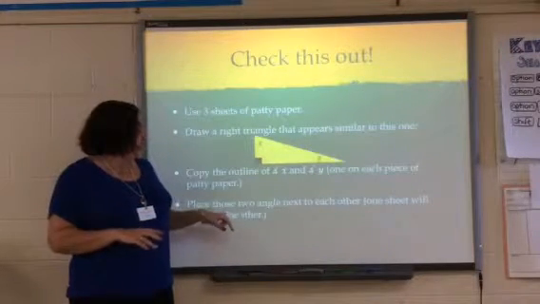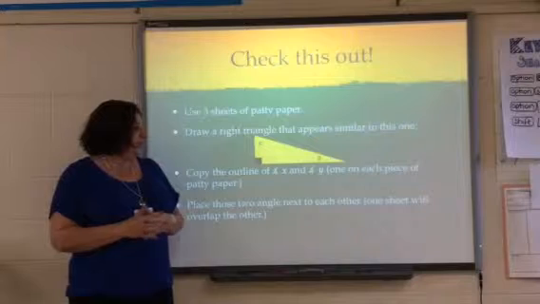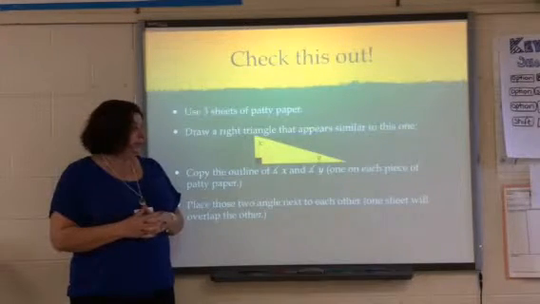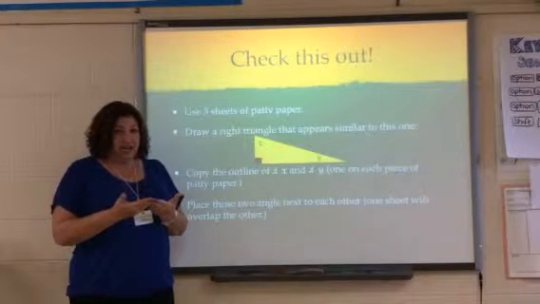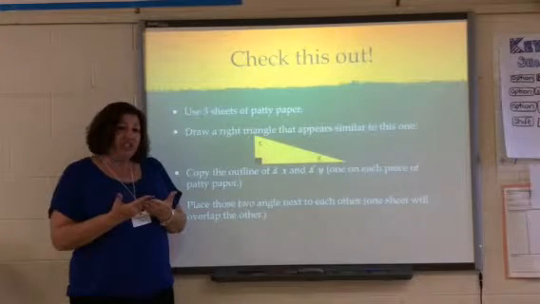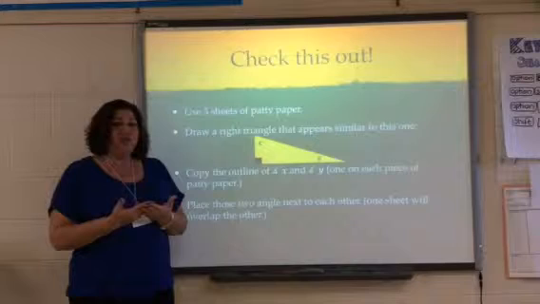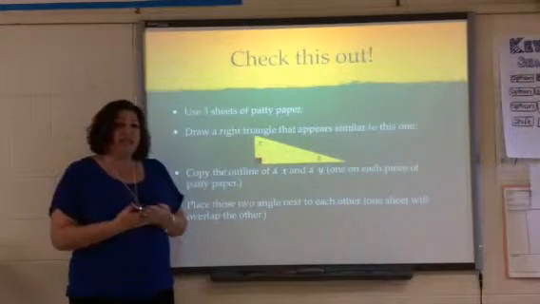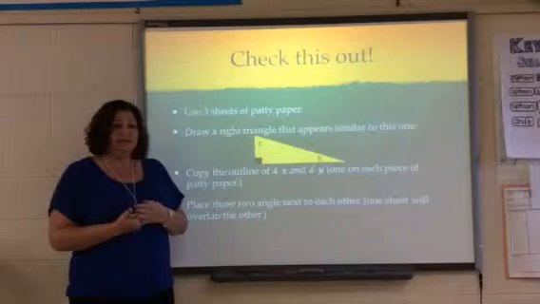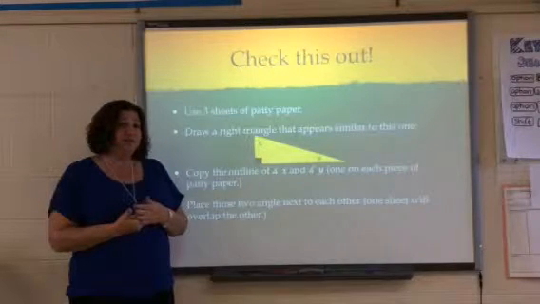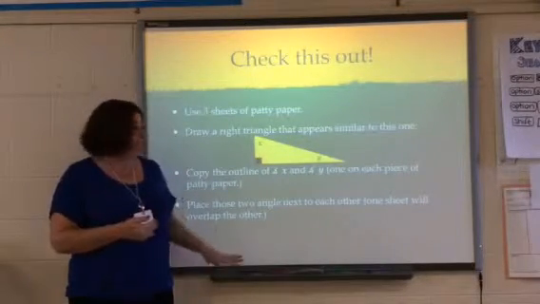Place those 2 angles, angle X and angle Y, next to each other. So one sheet's going to lie on top of each other. I want them to be adjacent so that they share one side. What do you recognize about those 2 angles in relation to the original triangle? You should see something kind of cool in a geeky kind of math way.